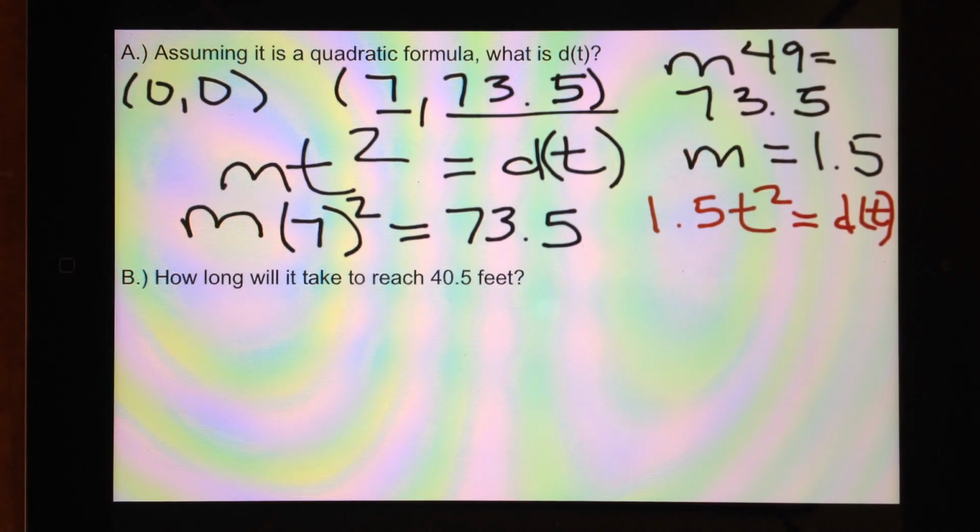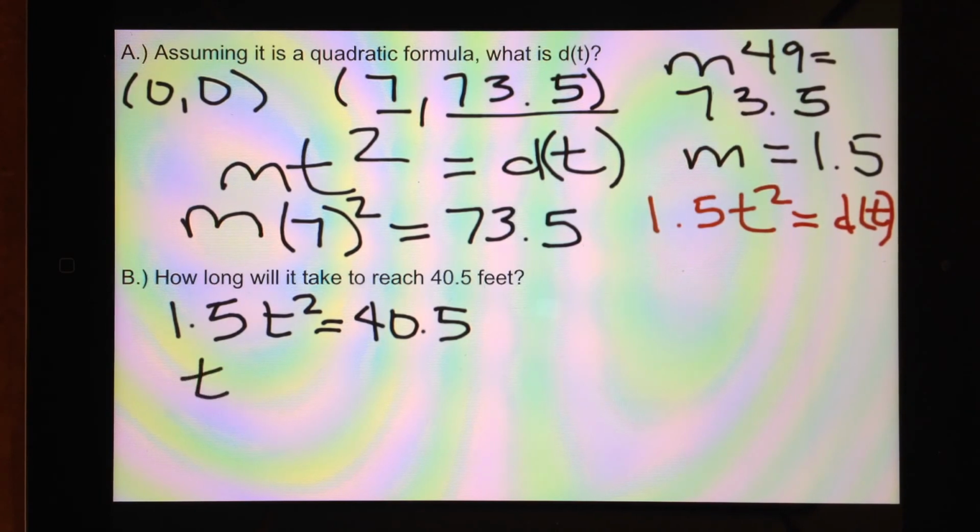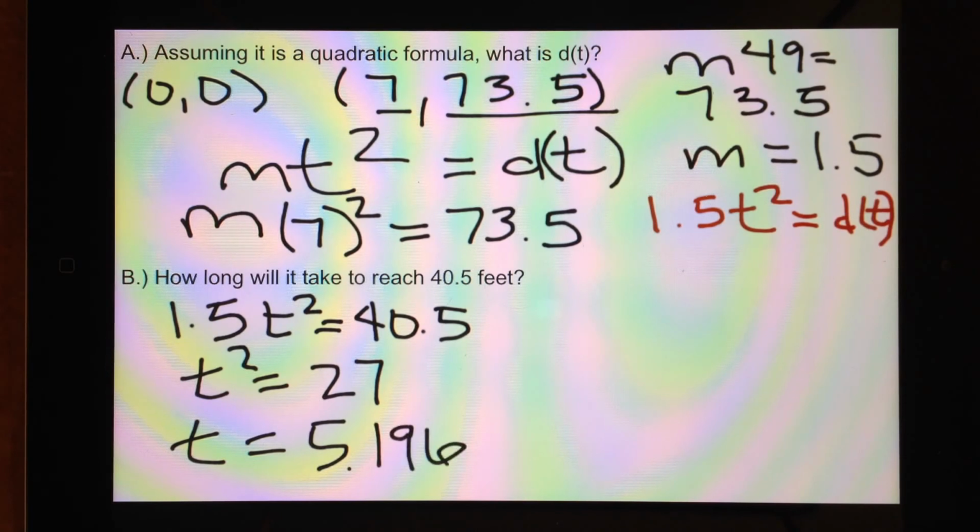Now we're asked how long it will take to reach 40.5 feet. Since we have the equation, we can just fill in the numbers we know. Since we don't know what t is, it'll be left alone. We divide each side by 1.5, and we have t squared equals 27. And then finally, the square root of 27, or t, is 5.196 seconds. And that's our answer.